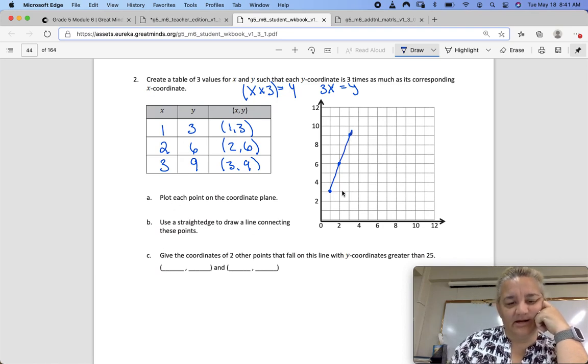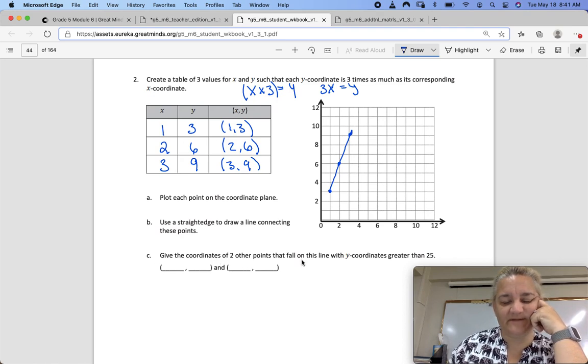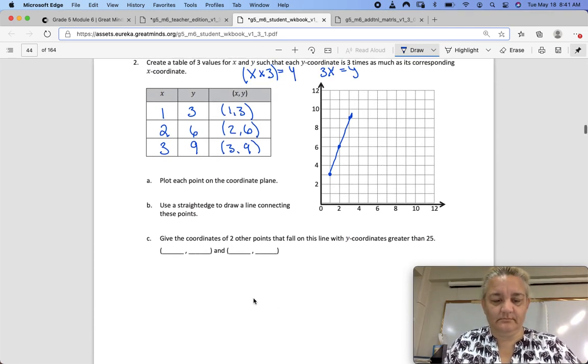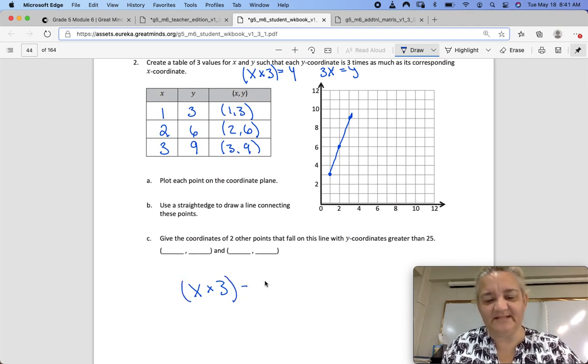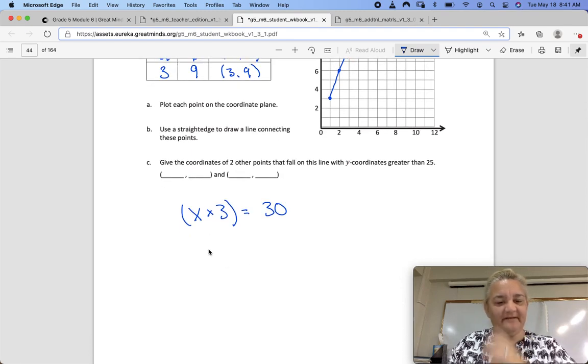Okay, so we plotted our coordinates, we drew a line to connect them. Now we give coordinates of two other points that fall on this line with y coordinates greater than 25. The y has to be greater than 25. Okay, so let's say x times 3 equals something greater than 25. Let's pick 30, okay? How are we going to find that?